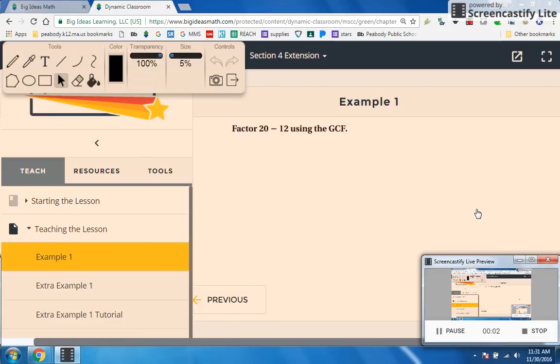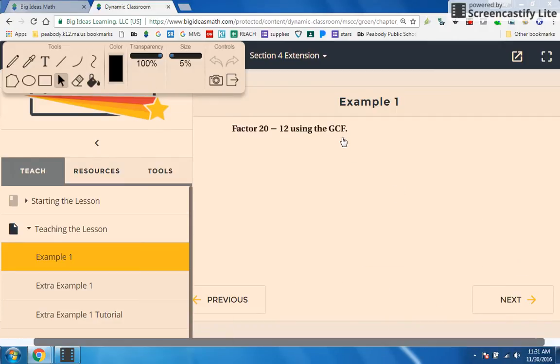So I'm just going to do a few examples again just to make sure you get some extra practice on this. So again, this is factoring out the expression using the greatest common factor. I'm going to do this one with you, and then I'm going to give you one to try.